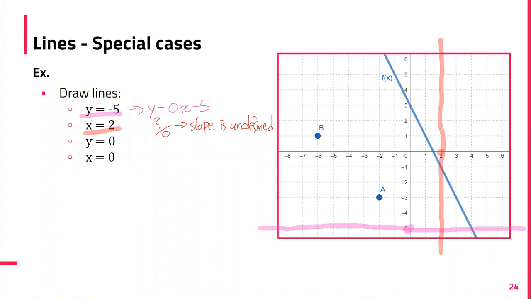This is the one special case. A perfectly vertical line doesn't really have a slope, so we can't just choose 2 points and calculate the slope. We just have to remember that if it's x equals something, that's a perfectly vertical line.